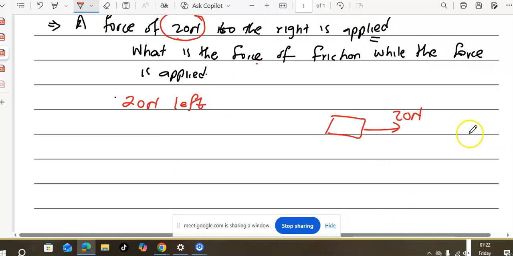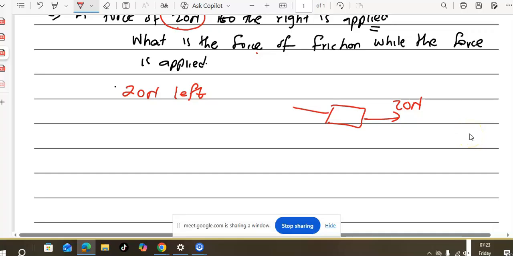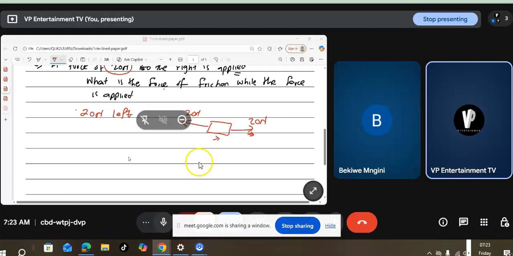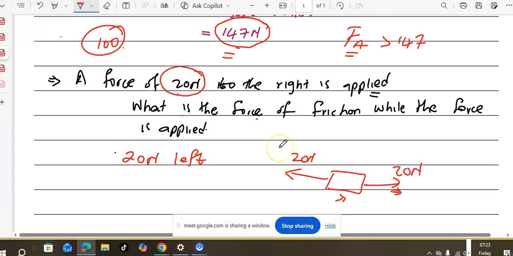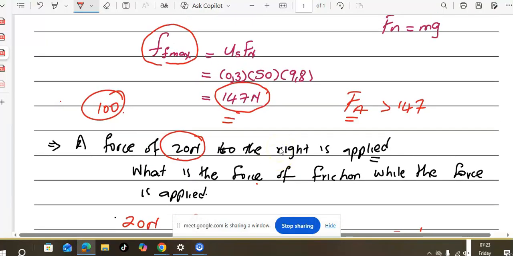If the crate is not moving, this will make the frictional force also 20 newtons, because it will apply the same force as the applied force to prevent the crate from moving. Is that making sense now? So the answer will be 20 newtons. Why? Because the applied force is less than 147. So in order for the crate to move, we need an applied force that is greater than 147 newtons.